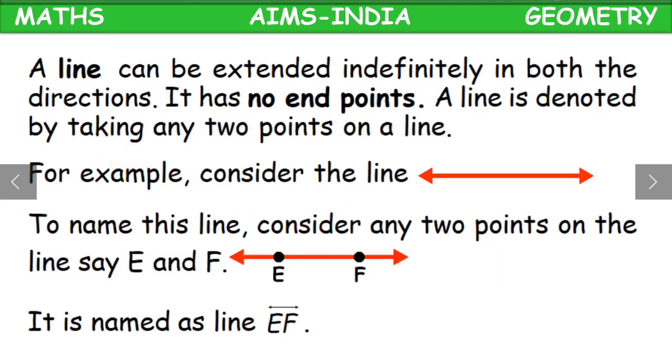I hope the concept of line segments is clear for you, children. Now next, coming to our line. A line can be extended indefinitely in both directions. It has no endpoints. A line is denoted by taking any 2 points on a line. For example, consider the line. To name this line, consider any 2 points on the line, say E and F. So it is named as line EF.